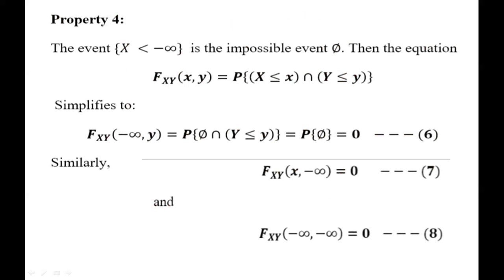So fourth property, the event X less than minus infinity. See, we have the random variable ranging from minus infinity to plus infinity. So if your random variable happens to be less than minus infinity, beyond the range from minus infinity to plus infinity, then we say it is an impossible event or null event.